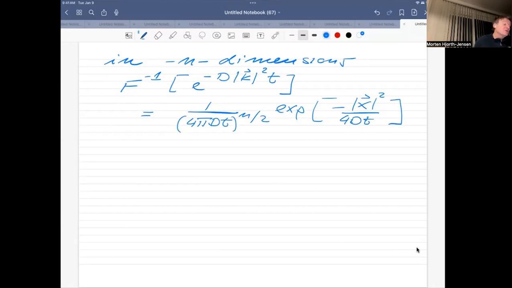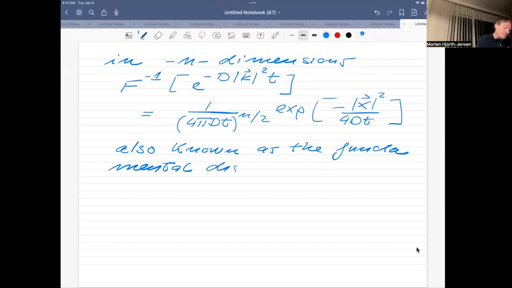This distribution, or this function which you see here, is actually known as the fundamental solution of the diffusion equation. Known as the fundamental distribution, and I will come back to why this is so important, of the diffusion equation.